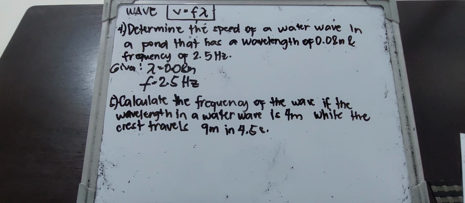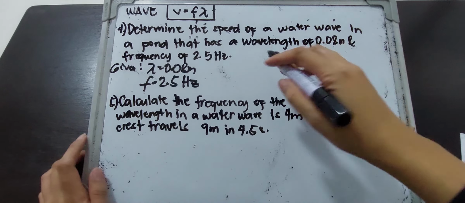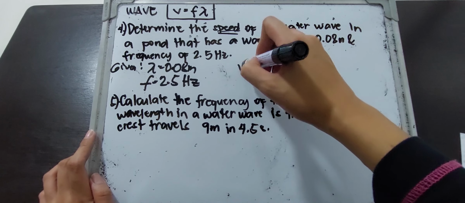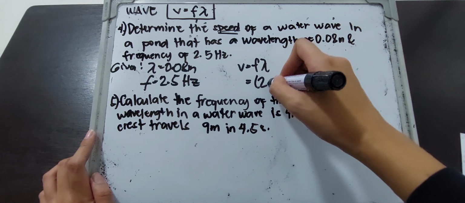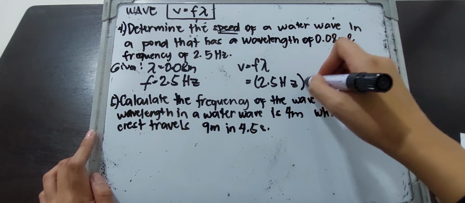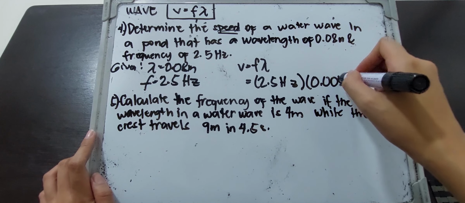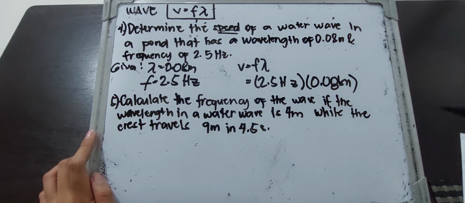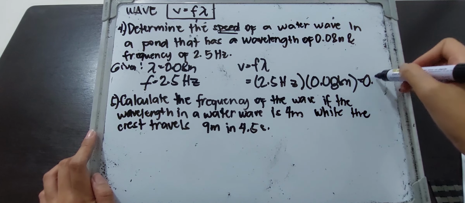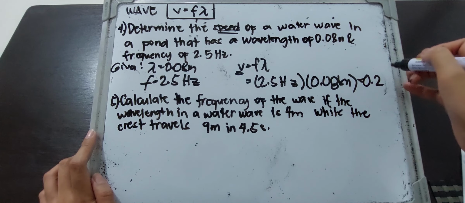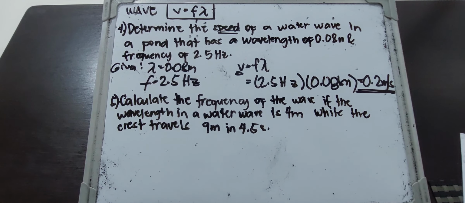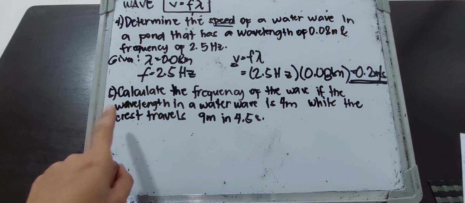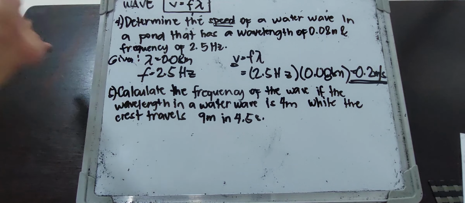So, sorry for my handwriting. Since you are going to look for the speed, V is equal to frequency times wavelength. So, frequency is 2.5 Hz times the wavelength of 0.08 meters. If we multiply 2.5 and 0.08, we will get the answer of 0.2. Since you are talking with speed, meters per second. So, this is our answer. So, number 5, last na to. Sa wave lang, sa wave.